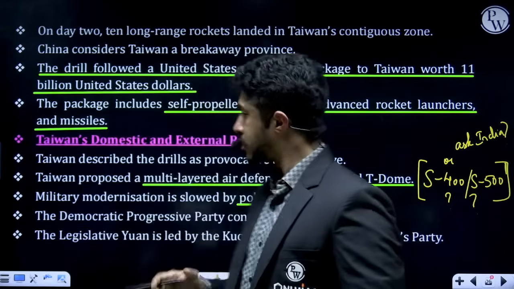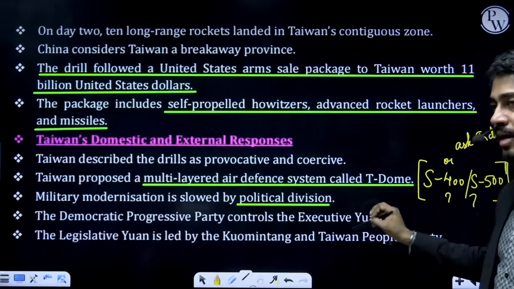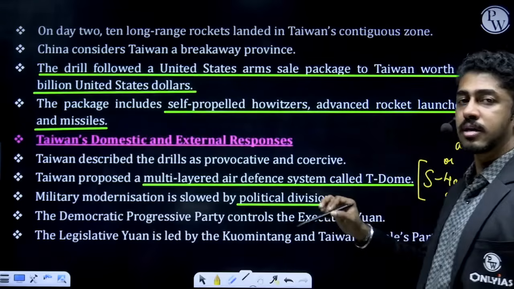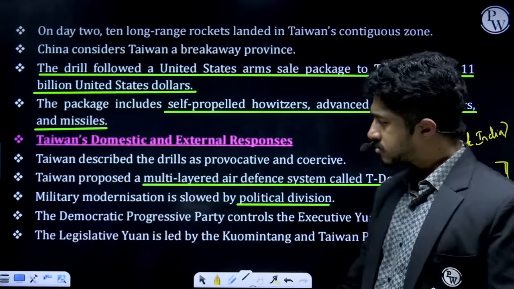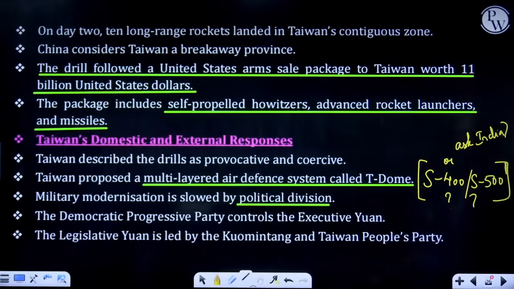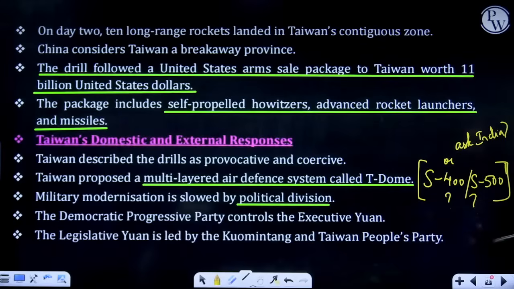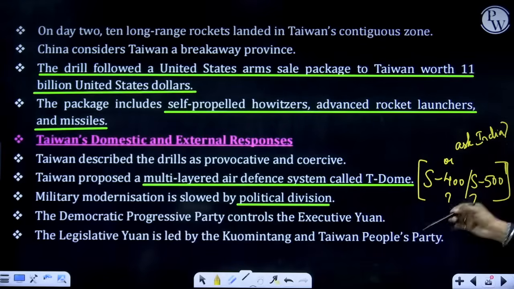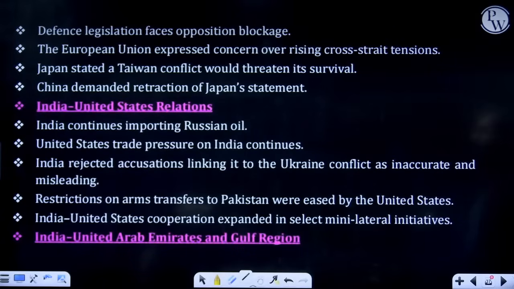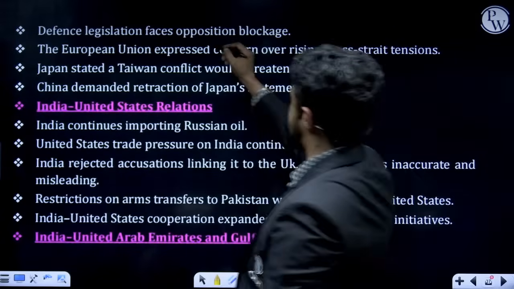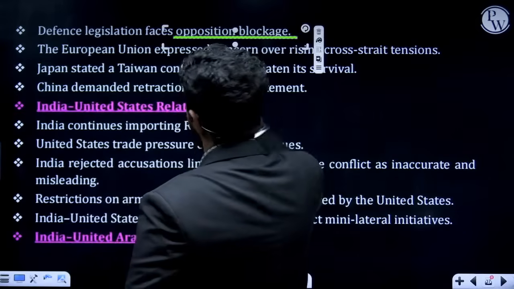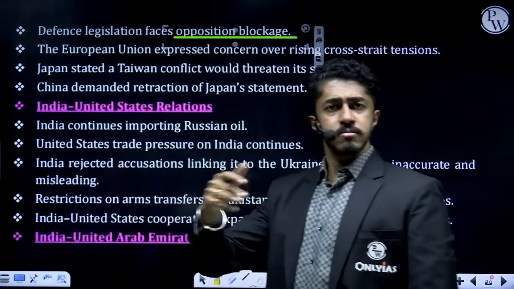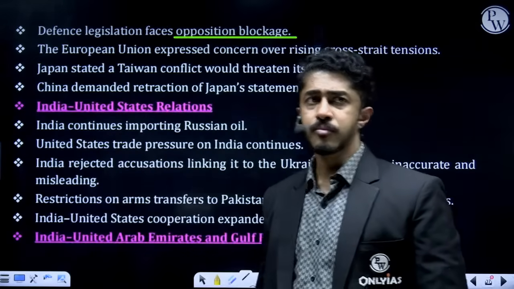What is the case here? The case is again, inside Taiwan itself, there are political differences. Democratic Progressive Party controls the executive yuan. The legislative yuan is led by the Kuomintang and Taiwan People's Party. That is, it's totally differentiated. Defense legislation faces opposition blockage. That is, anything in Taiwan to improve the defense allocation, they have no interest in it.